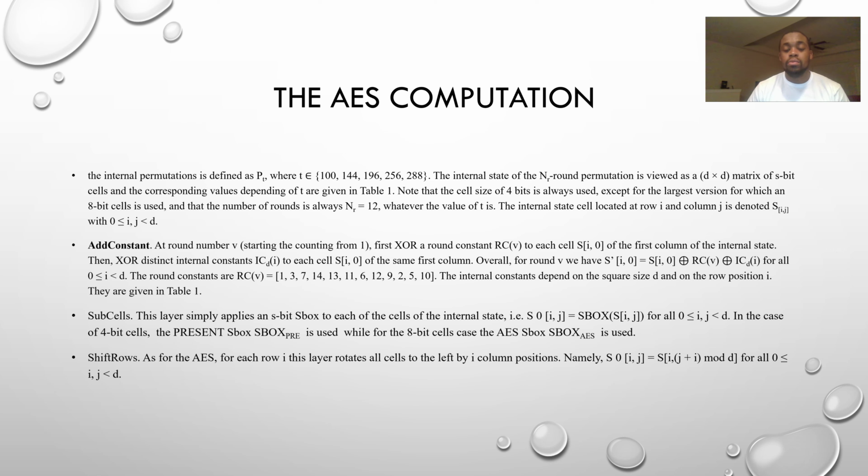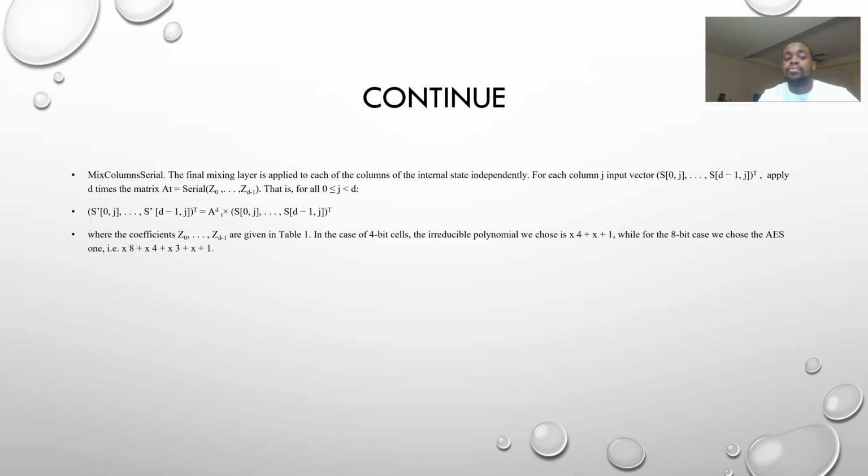S'_ij equals S-box of x_ij for all 0 less than or equal to i and j less than d. In the case of a 4-bit cell, the PRESENT S-box is used, while for the 8-bit cell, the AES S-box is used. ShiftRows: as for the AES, for each row i, this layer rotates all cells to the left by i column positions, namely S'_ij equals S_i,(j plus i mod d) for all 0 less than or equal to i and j less than d.